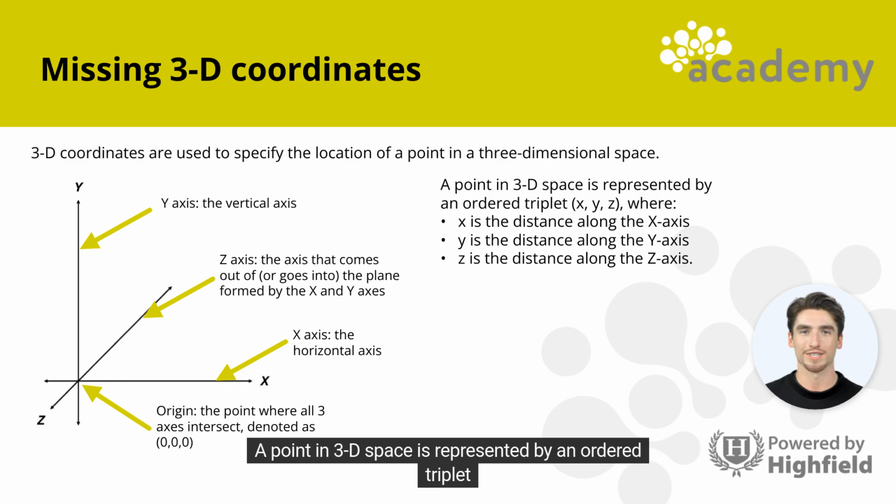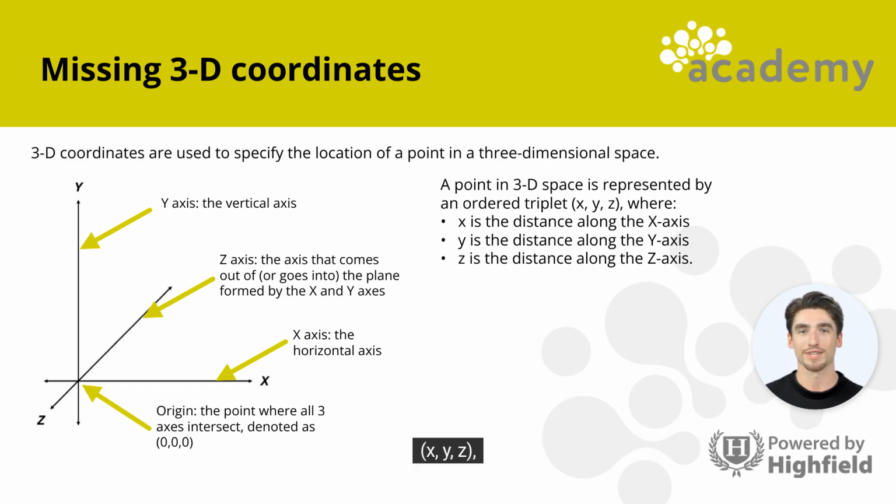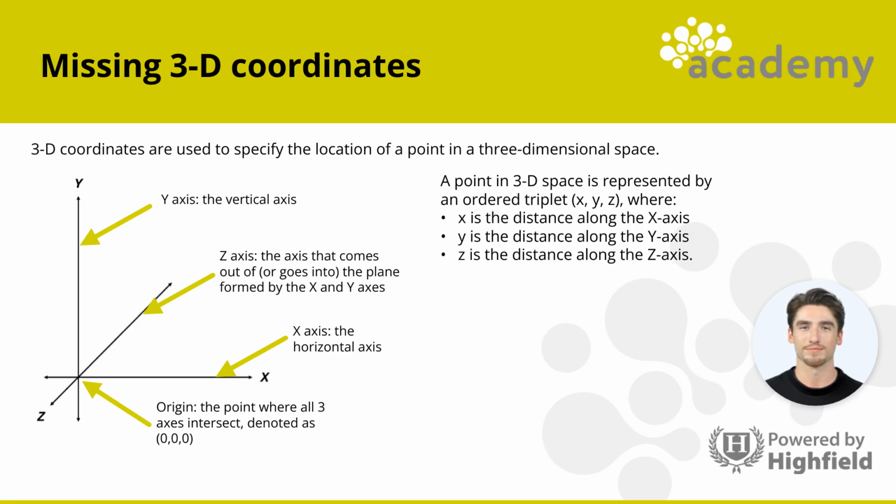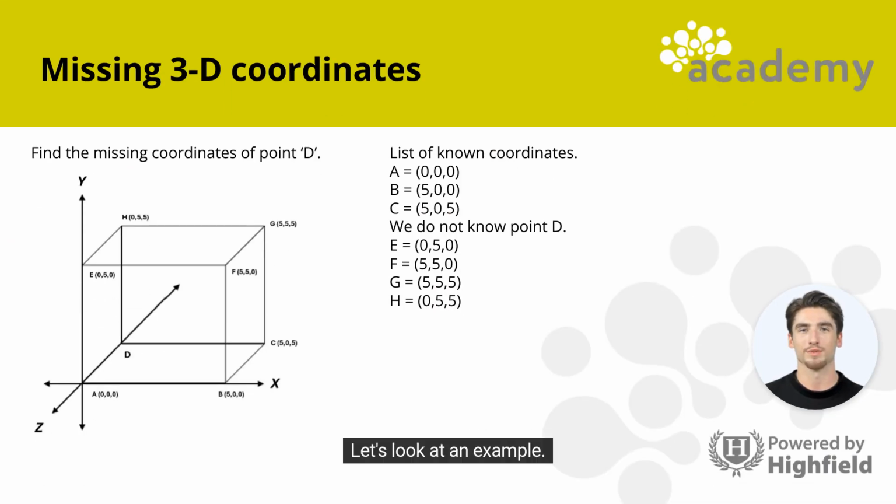A point in 3D space is represented by an ordered triplet, x, y, z, where x is the distance along the x-axis, y is the distance along the y-axis, and z is the distance along the z-axis. Let's look at an example. Find the missing coordinates of point D.